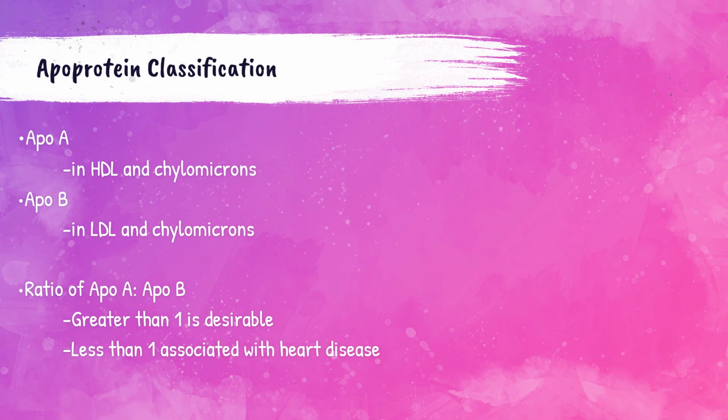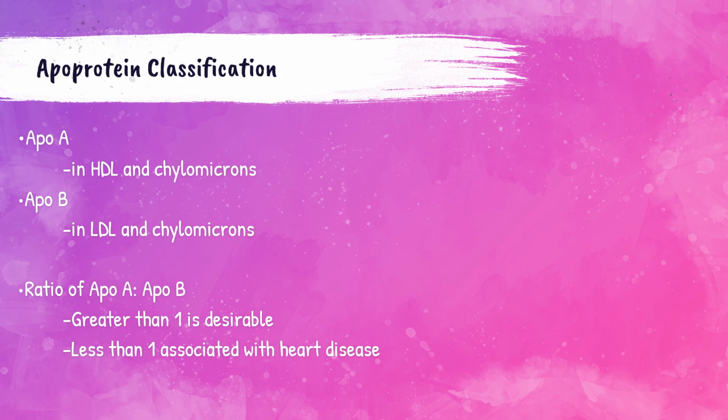Apolipoprotein A is the protein portion of high-density lipoproteins, or HDL. ApoA is produced in the intestine and the liver, first as a part of chylomicrons. Once in the bloodstream, ApoA transfers itself to the HDL molecule.